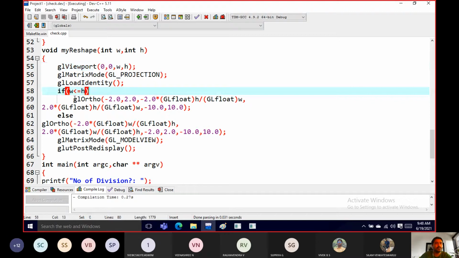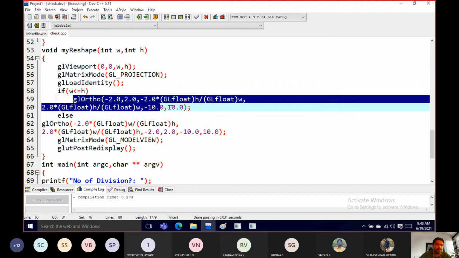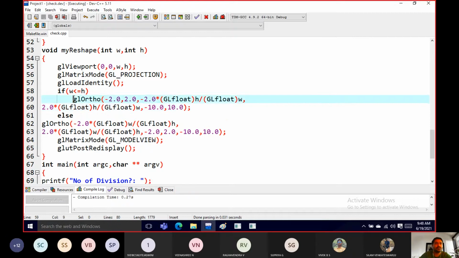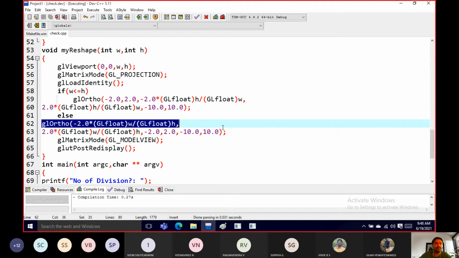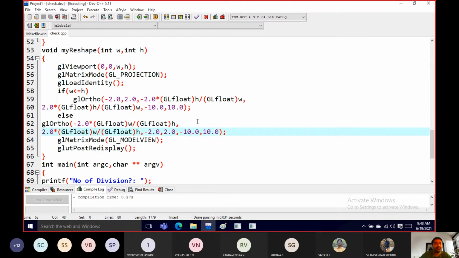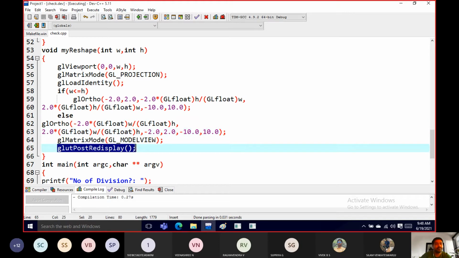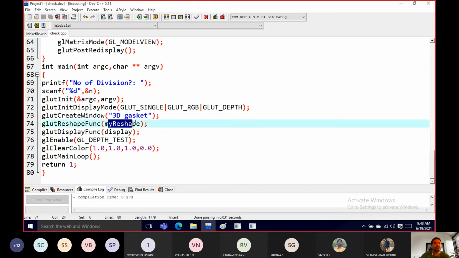Readjusting here is okay. What should I do if my width is less than height? You go for this particular ortho function. What if my height is greater than width? Then you go for these values. Once it is changed, call for repose display. That means call for calculating again. So that's about the myReshape function.